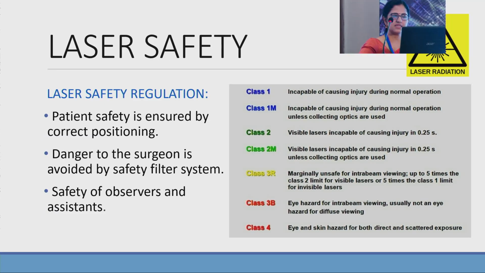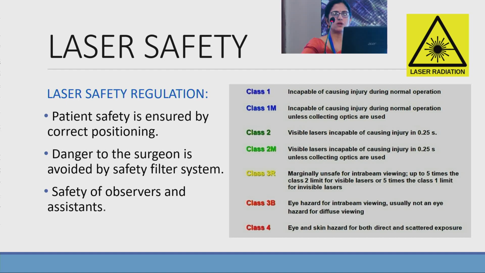Last, about laser safety. With lasers we should always take precautions. Depending upon the classification, there are various classes. Class 3 and 4 can cause serious eye injuries, especially class 4, where even scattered radiation is harmful. Patient safety should always be ensured by correct positioning. The surgeon should use filter systems. We should always check whether it is working adequately. And the safety of observers and assistants should also be taken care of by using protective goggles.